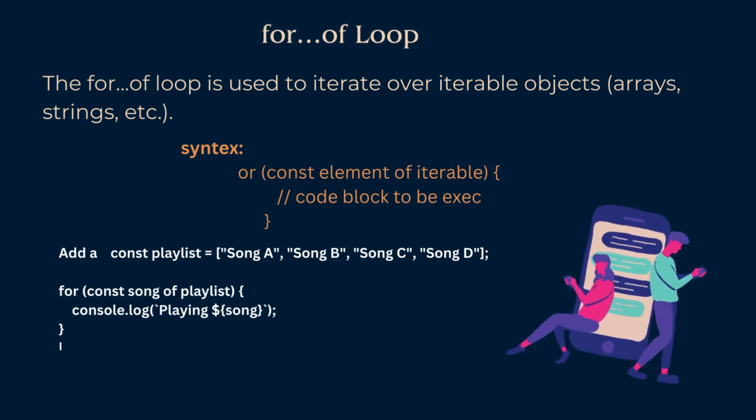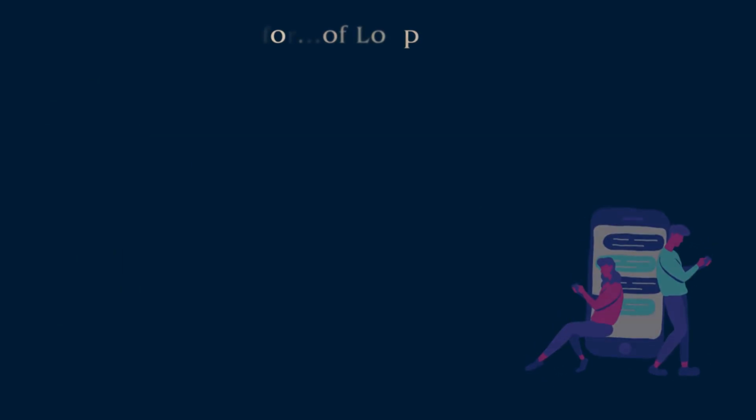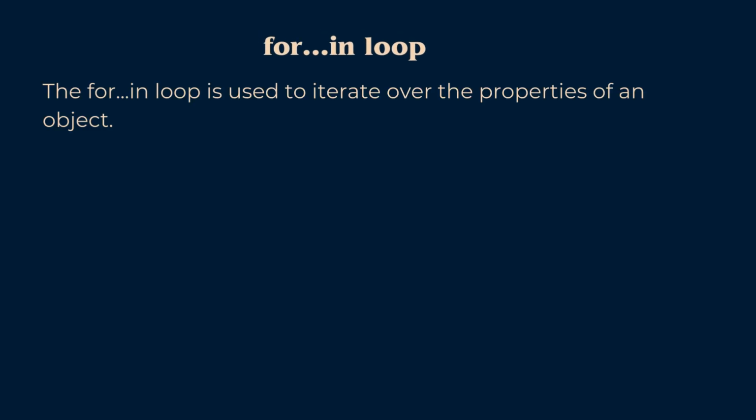In this real-life example, the for-of loop makes it easy to handle repetitive tasks where you need to process each item in a collection one by one.